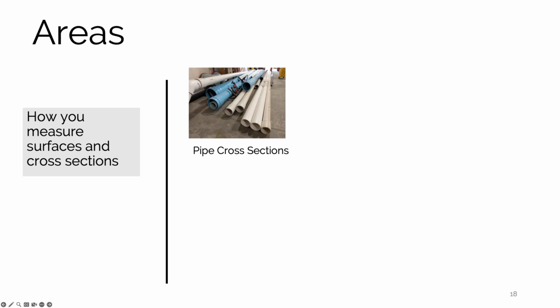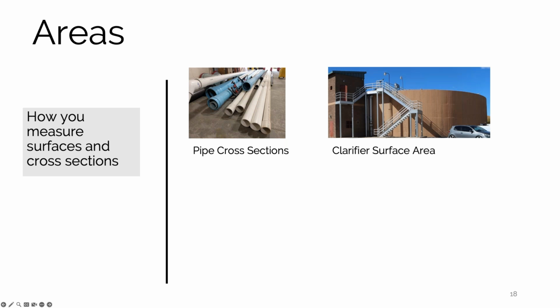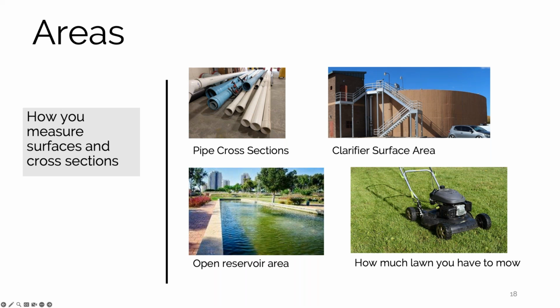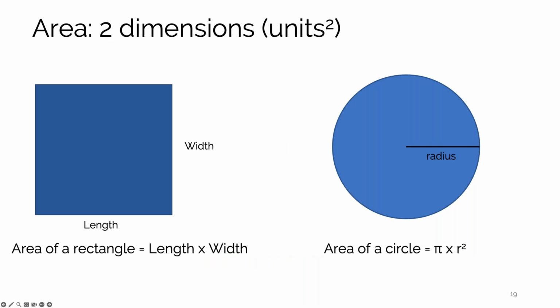In a wastewater context, a lot of times that's going to be pipe cross sections or clarifier surface areas or the area of open reservoirs. And in your day-to-day life, it might be how much lawn you have to mow this weekend. Area is always 2 dimensions. There's some units squared.